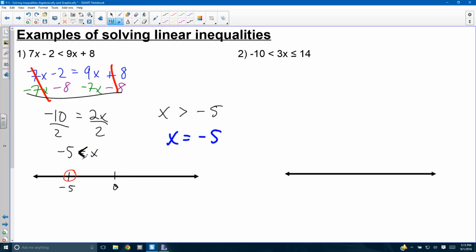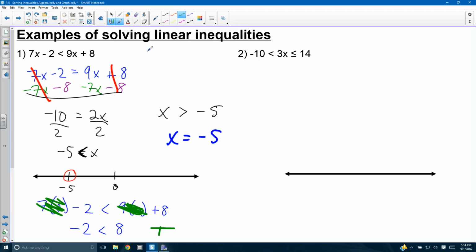Basically, what we're asking is, is 0 a part of the solution set? If the answer is yes, we will graph over there. If it's no, we won't. 7 times 0 minus 2 is less than 9 times 0 plus 8. Notice I'm using the original inequality. I'm using less than to see what would happen. Negative 2 is less than 8. Anytime I test 0 from here on out, I'm not actually going to write any of this. It's just negative 2 is less than 8. Is this true? Yes, it is. Therefore, 0 is a part of your solution set.